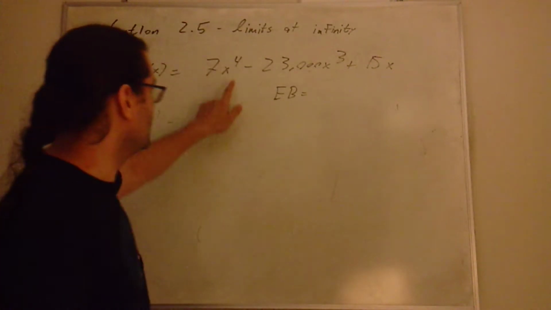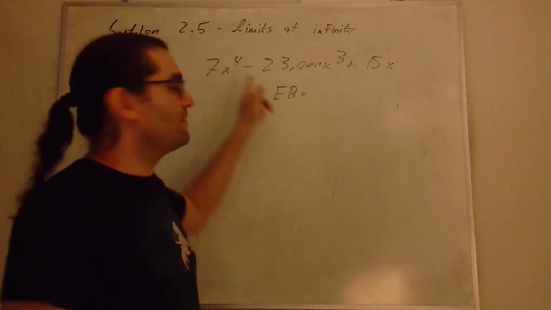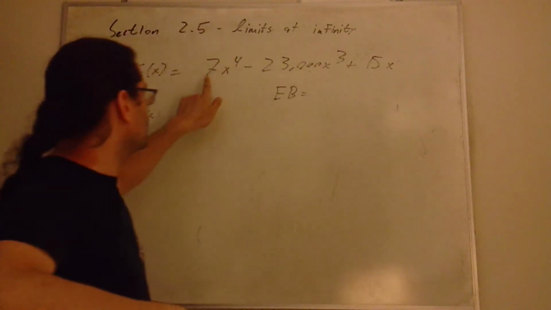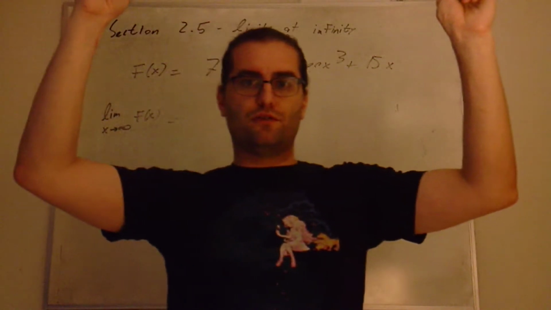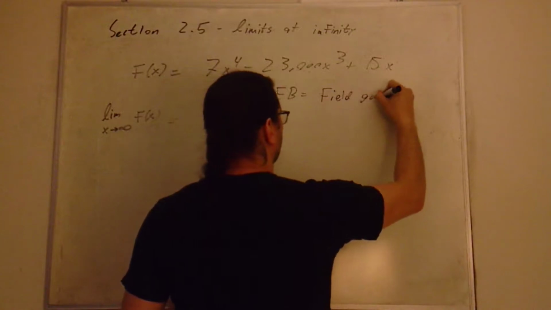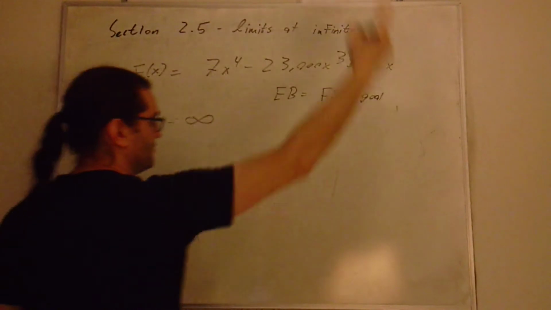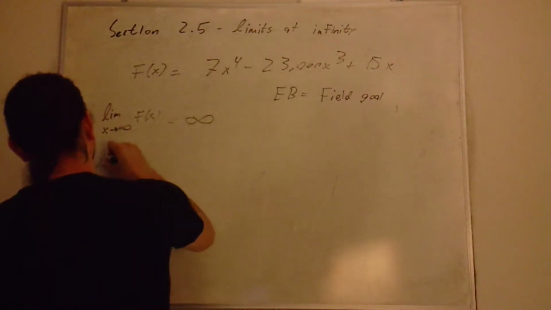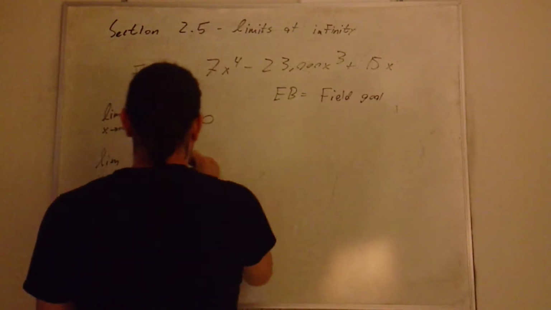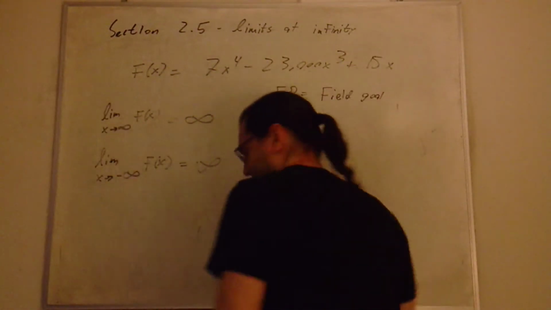The end behavior of this polynomial, we remember from pre-calculus that since this is even and this is positive, this being even means they're both going to go in the same direction, either both up or both down. And since this is positive, we know they're both going up. So this end behavior is field goal, which means that the limit as x approaches infinity is infinity to the right. The limit as x approaches negative infinity is also infinity to the left, because it's going up in both directions, because that's the field goal.